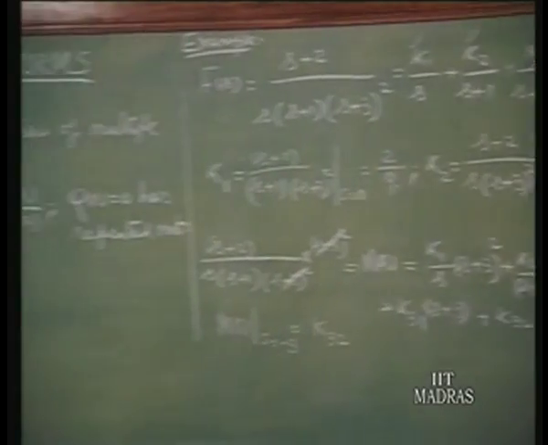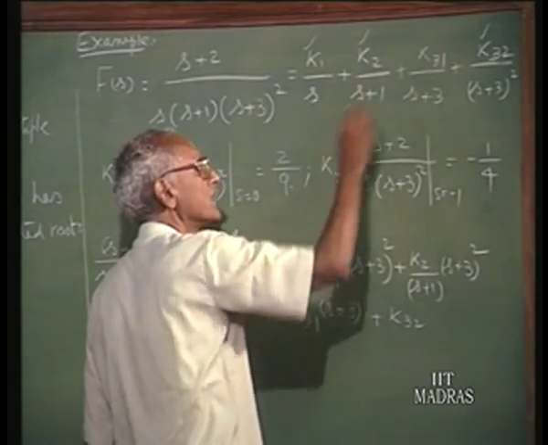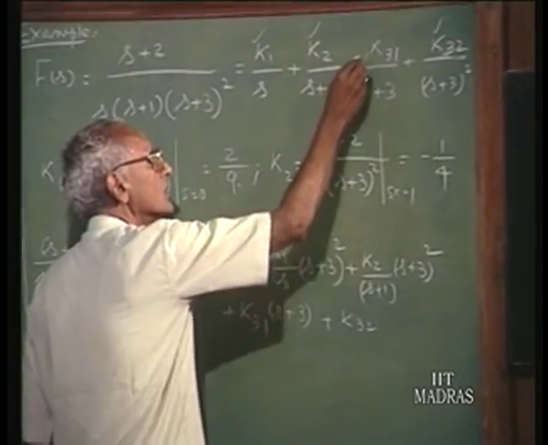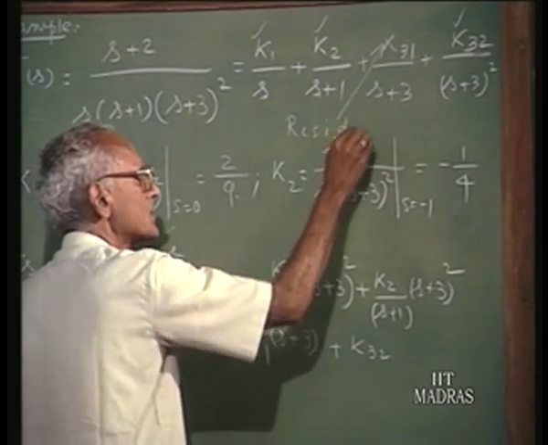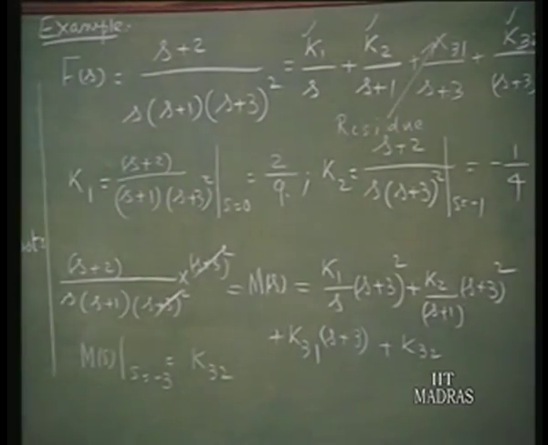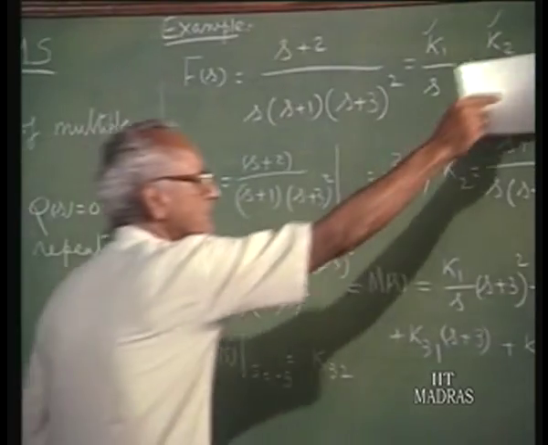When we have multiple order poles, it is actually the term associated with the linear term that is called the residue. This is really the residue of the pole at s equals minus 3, not this one. In mathematical literature, this is called the residue of the pole at s equals minus 3, and that is the one which is harder to find compared with the others. Now how do we find k31?